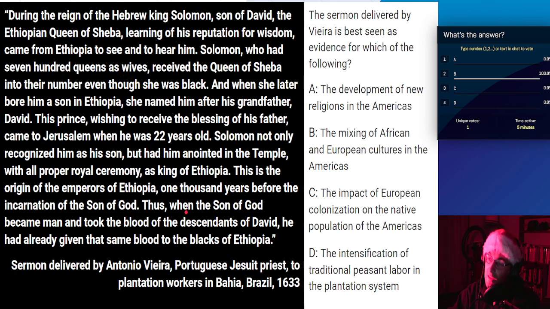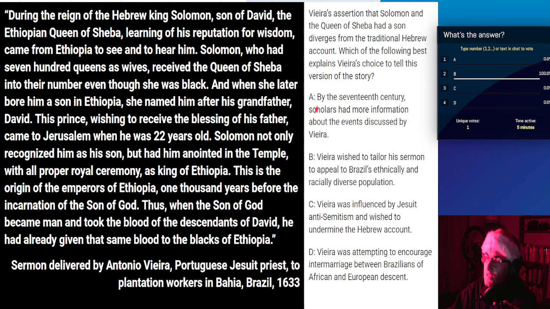Now, what's really interesting to me about this particular sermon, right, is that Ethiopia, if you remember the map, is on the opposite side of Africa from where almost all the slaves that went to Brazil came from, what is now Angola, Mozambique, the Democratic Republic of Congo. They didn't come from Ethiopia. They came from those places. And so they were super far away, which is why it's really interesting that they would be telling this story, right? There must be a reason for that.